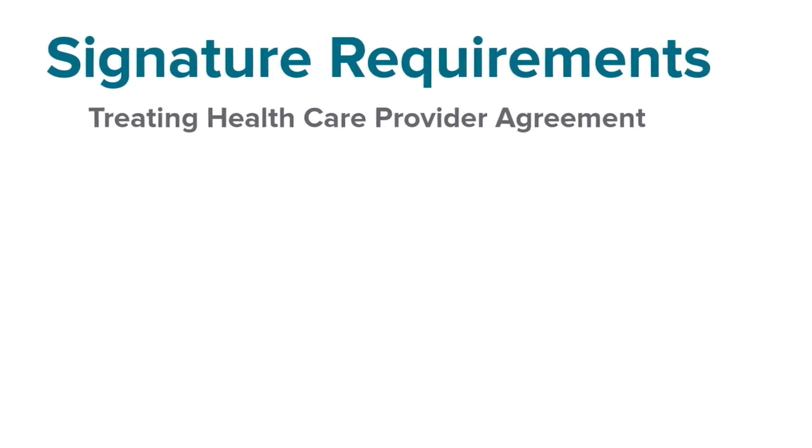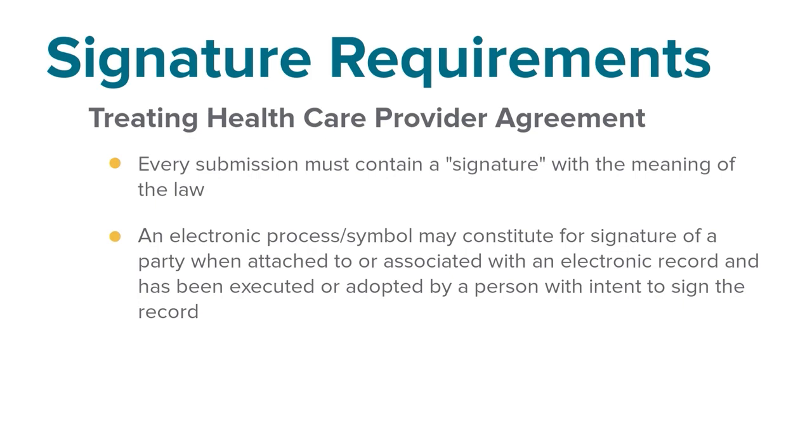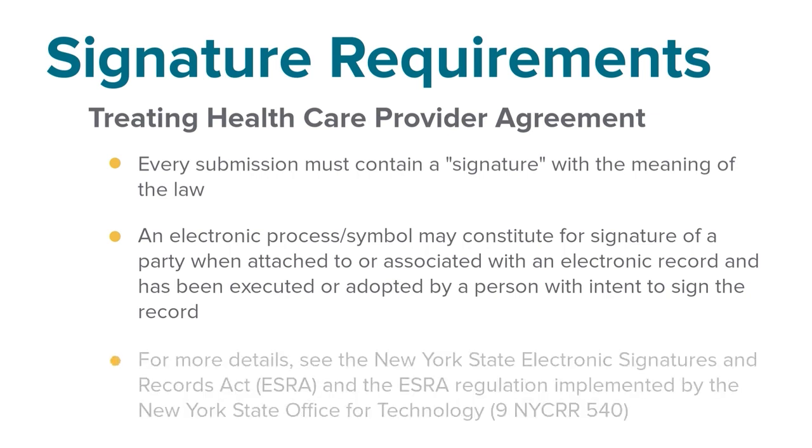It is important for providers to know that an electronic signature holds the same weight as a paper signature when using electronic submission. An electronic submission still requires a signature every time. An electronic process or symbol may constitute the signature of a party when attached to or associated with an electronic record and has been executed or adopted by a person with the intent to sign the record. For more details, see the New York State Electronic Signatures and Records Act, ESRA, and the ESRA regulation implemented by the New York State Office for Technology, 9 NYCRR 540.